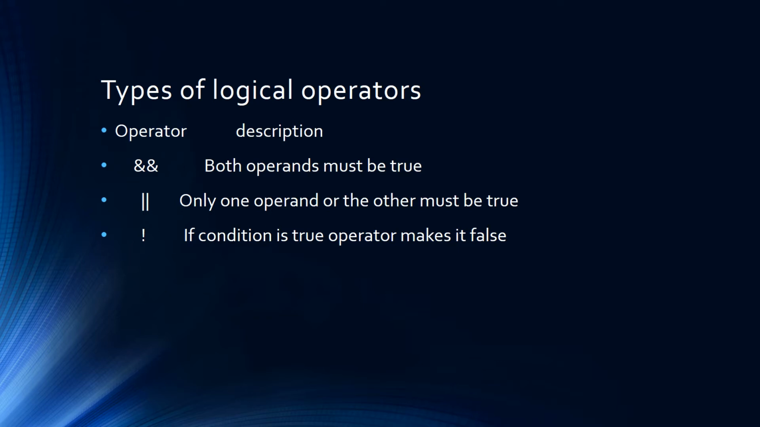And the third one is an exclamation point. That's a not symbol. If the condition is true, then the operator makes it false.